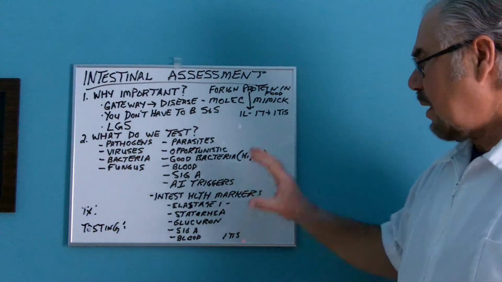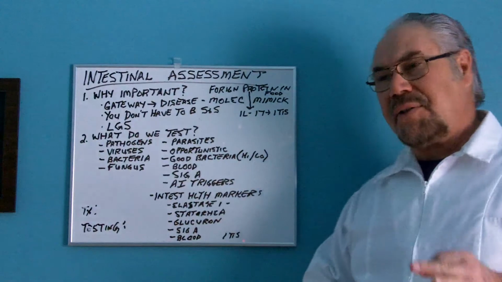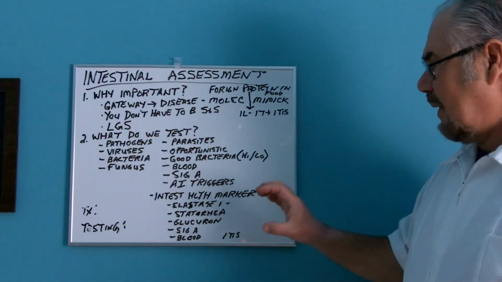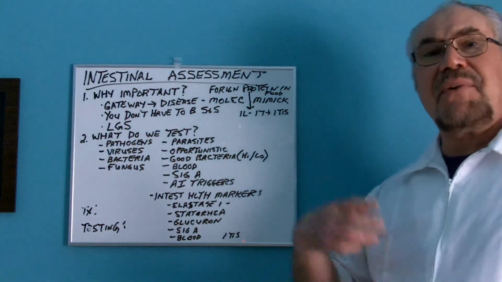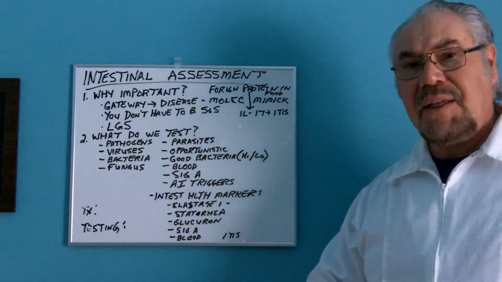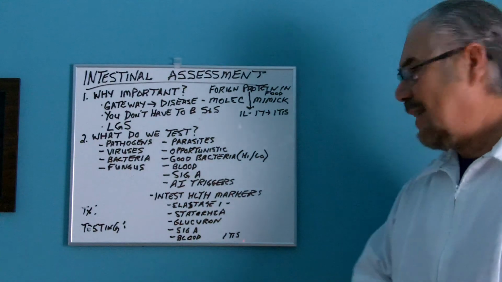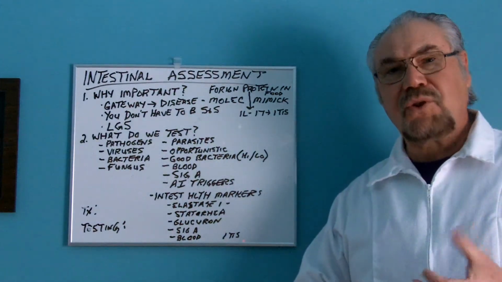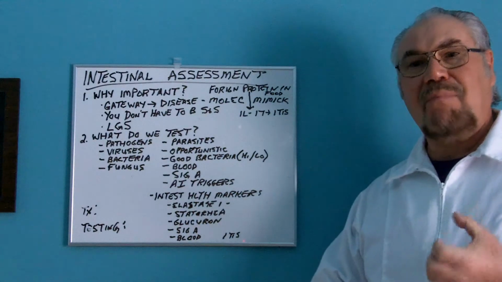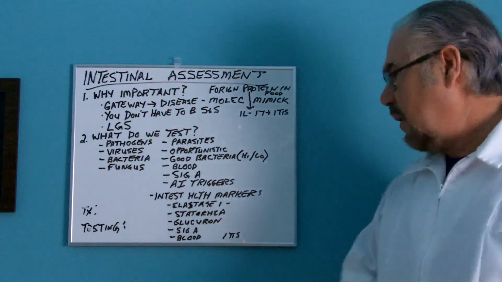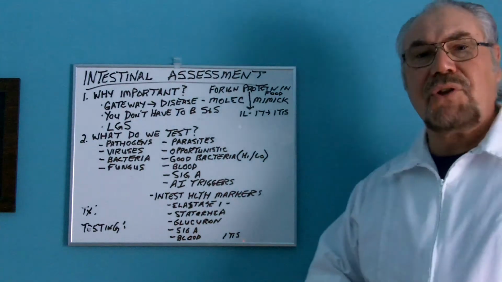Now, it's also going to check other intestinal health markers like elastase 1, which is going to tell us if you have enough pancreatic enzymes released into the intestinal tract. It's going to check if you have any fat in your stool or too much fat, meaning that you're not getting enough bile out there. Okay? It's also going to check for an enzyme called glucuronidase.